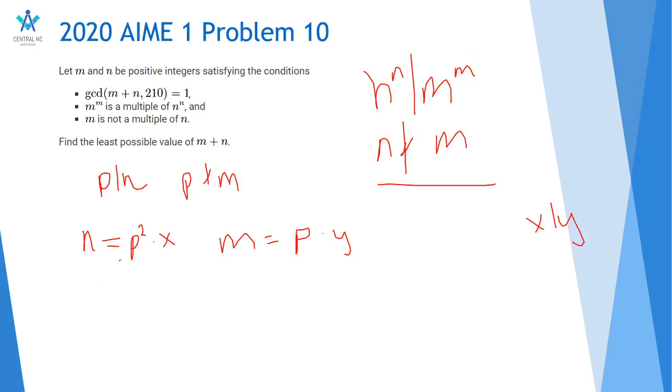So this satisfies our first condition here. n does not divide m because n has more factors of p than m. However, we can see that if m is large enough such that m to the m will have more factors of p than n to the n, then this will actually work out for us. So that's interesting. We want to keep that in mind. So this might actually work. So let's go ahead with our normal definitions again. We have n equals p squared times x and m equals p times y.